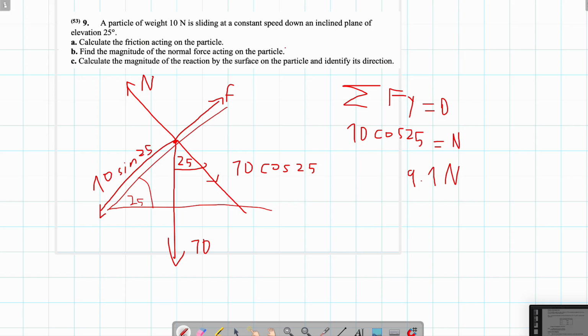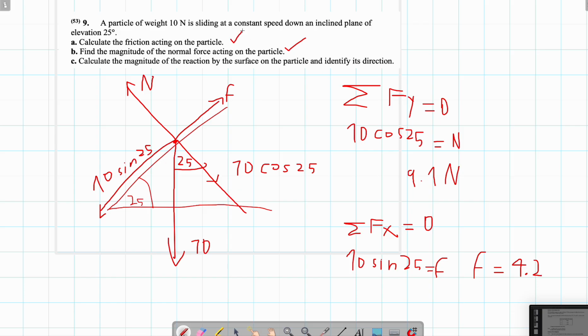So we have the normal. Now we can find the friction the same way. Sigma Fx is equal to 0. The reason it's equal to 0 is because it's moving at a constant speed. So 10 sine 25 is equal to the friction. Again, same thing, we're going to get friction is 4.2 newtons. Okay, we're done with part B.